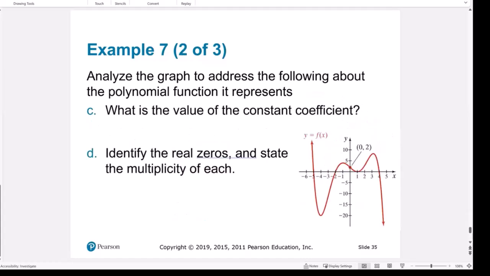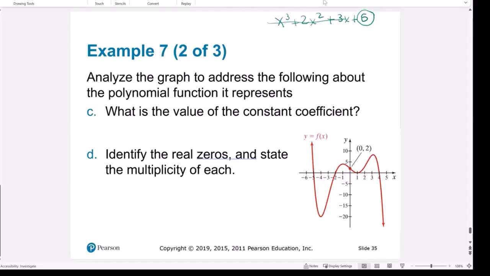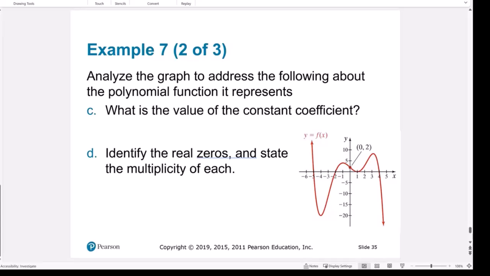What is the value of the constant coefficient? The constant is when x equals 0. If we have x cubed plus 2x squared plus 3x plus 5, well, when x equals 0, all of these go to 0, and I just get this. When x equals 0 is the y-intercept. My y-intercept is 2, so the value of the constant coefficient is 2.